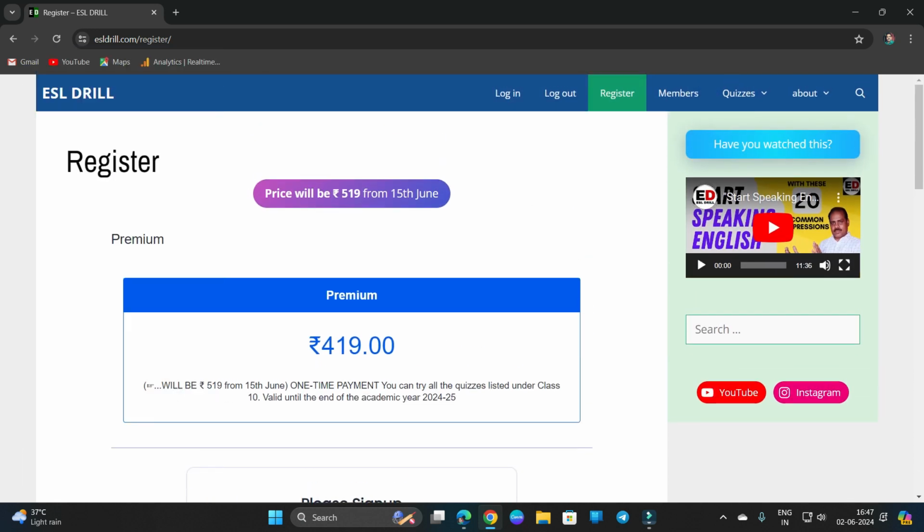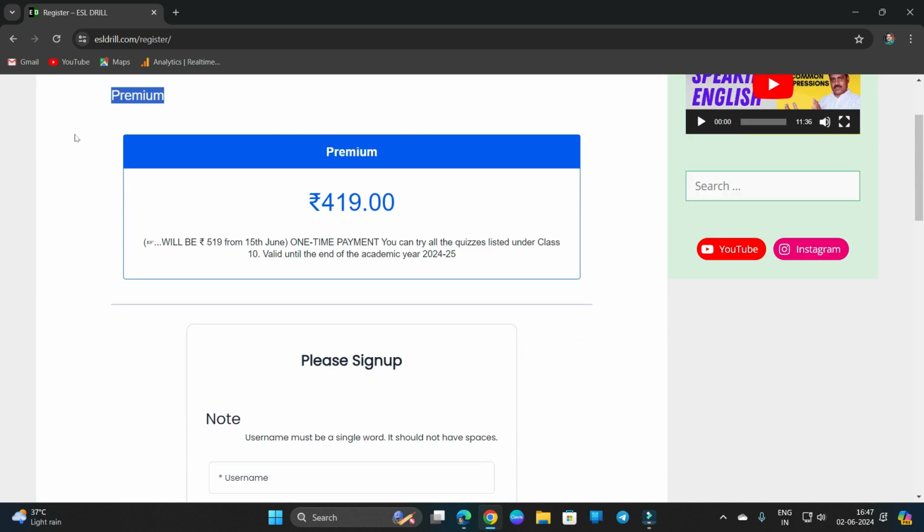Now see here, this is what it says: premium account, and this account is valid for the whole academic year. I mean, you can use it until the exams are over. If your exams get postponed by 1 month or 2 months, you can use that until the exams are over. Don't worry. Until your English exam is over, your account will be active. Last year and before, I charged 600 rupees for each account, but I wanted to make sure that many people take advantage of this resource. So I cut it down to 419 rupees.